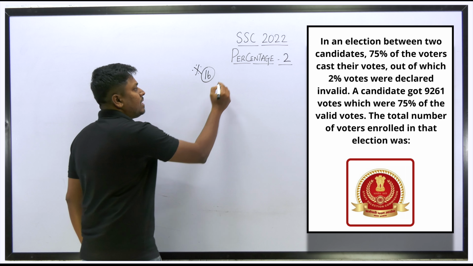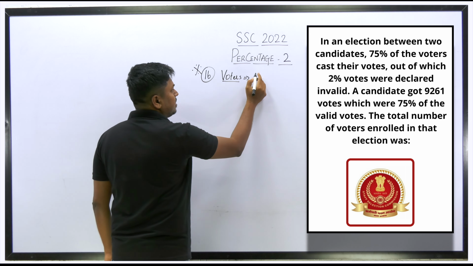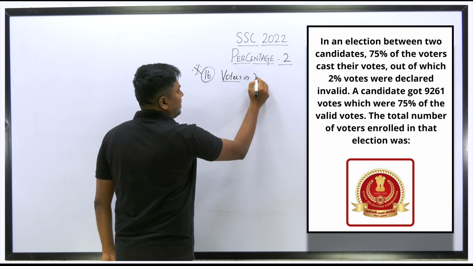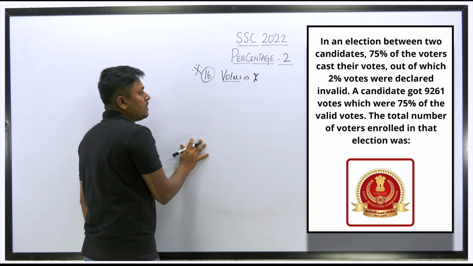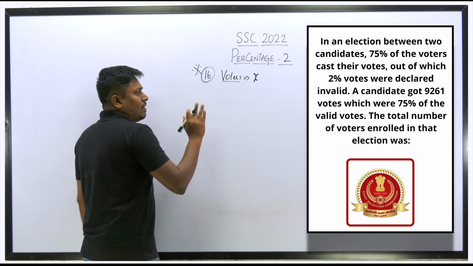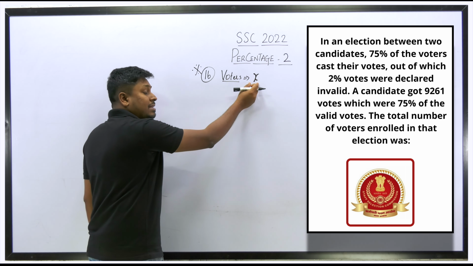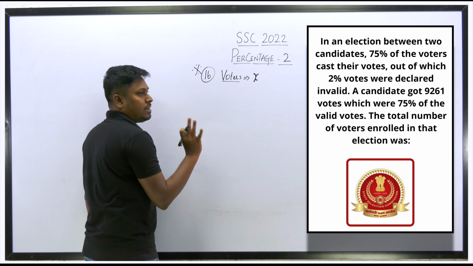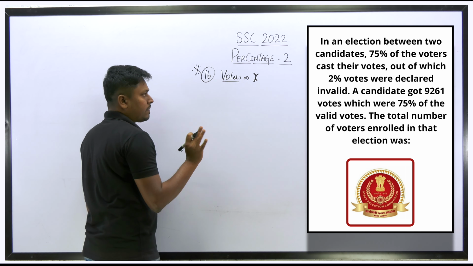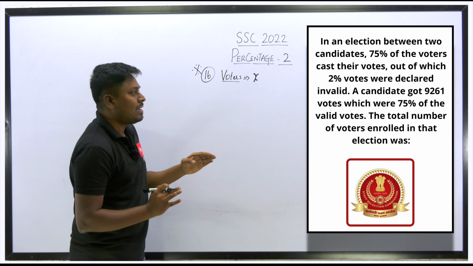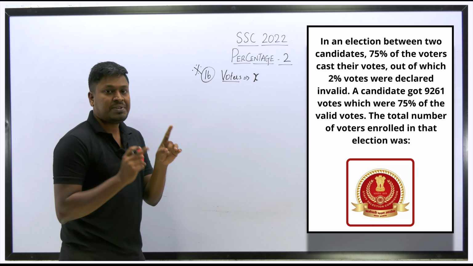Just see here, first let me take the total number of voters in the election as x. This will be the total number of voters who enrolled for the election. Now what they are saying is 75% of the voters cast their votes. So out of the total voters, 75% cast their votes, and out of those cast votes, 2% of the votes were invalid. So leave all those points and just see the second point. One candidate got 9261 votes, which were 72% of the valid votes.